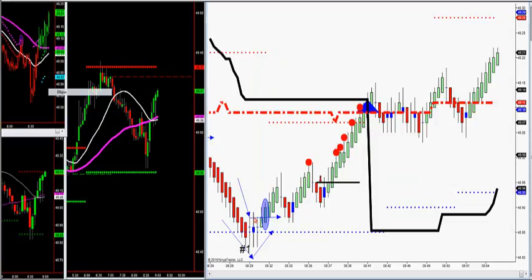Just got hit here, guys. Hold on one sec. Make sure right here's your target. We nailed it. Target is hit. Coast to coast, went from market profile low value to HVA.